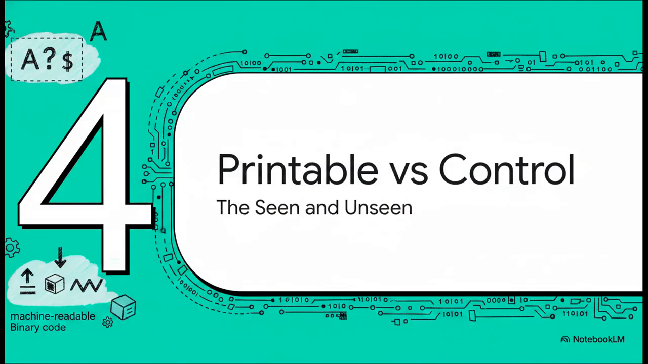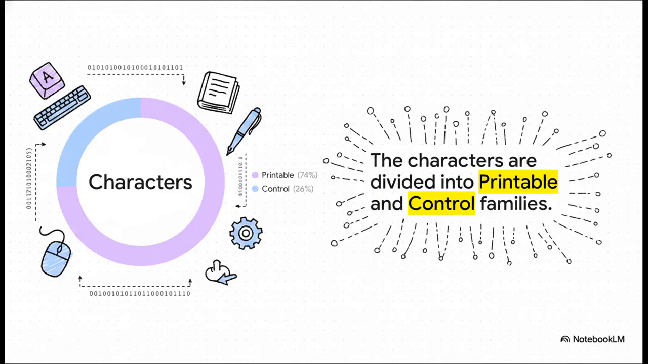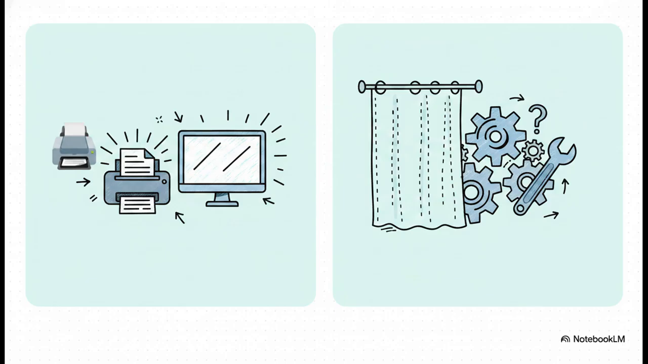That brings us to Section 4, printable versus control characters, or what I like to call the seen and the unseen. Those 128 characters we just mapped out actually do vastly different jobs. We can basically split the entire IRA alphabet right down the middle into 2 distinct families, printable characters and control characters. The difference is pretty straightforward. Printable characters are exactly what they sound like. The alphabetic, numeric, and special characters you literally see on your screen or print out on paper. Your A's, your B's, the number 4, the $ sign.